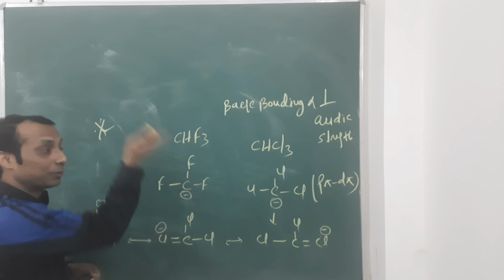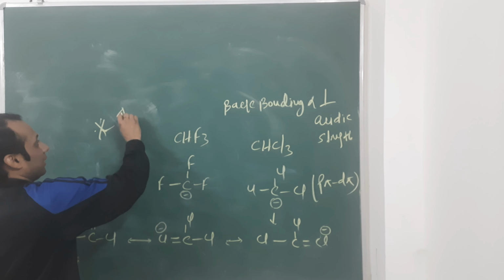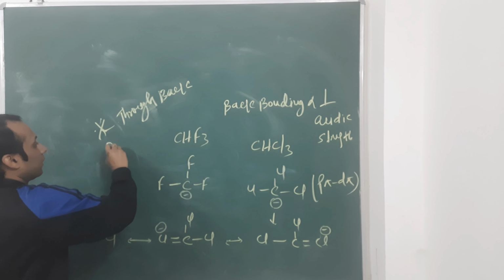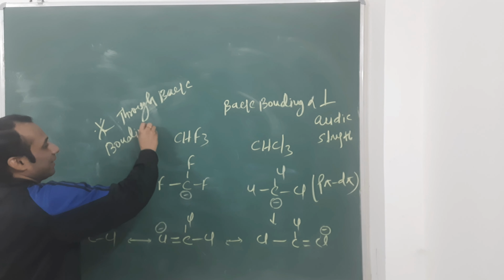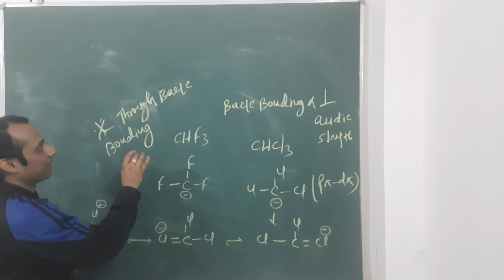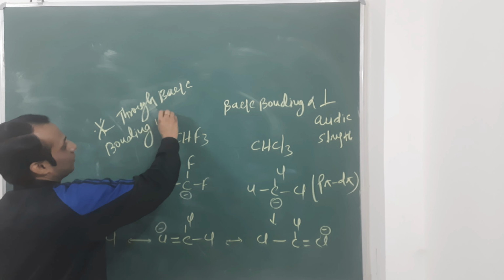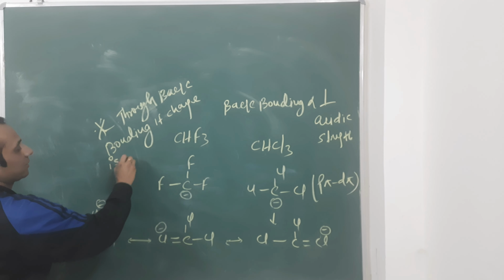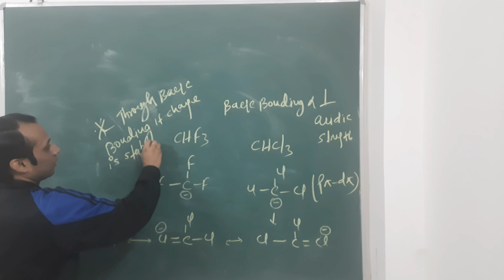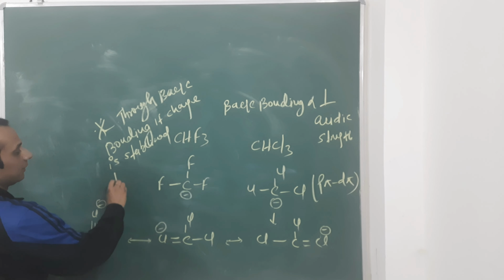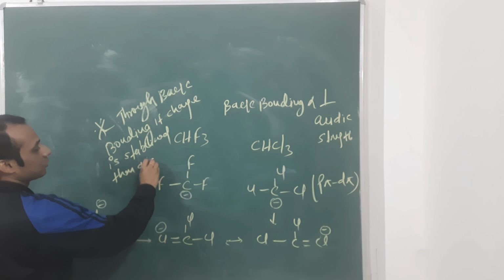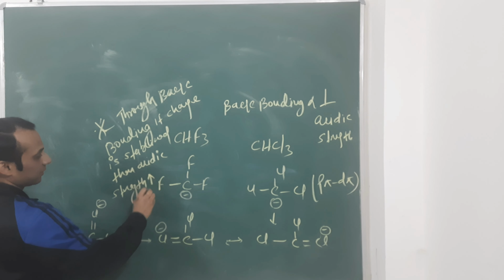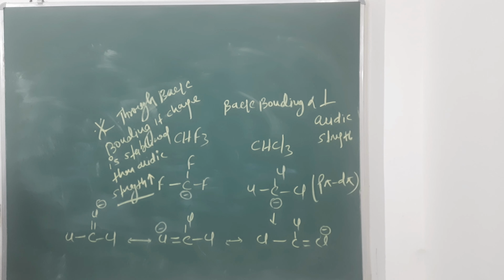Through back bonding, if charge is stabilized, right? I write here, so I hope you will understand. Through back bonding, if charge is stabilized, then acidic strength increases. Acidic strength increases. Correct? Done. Okay.